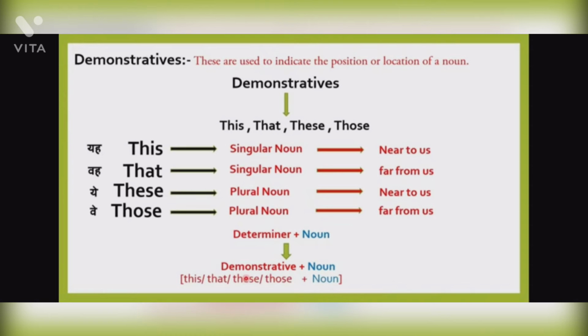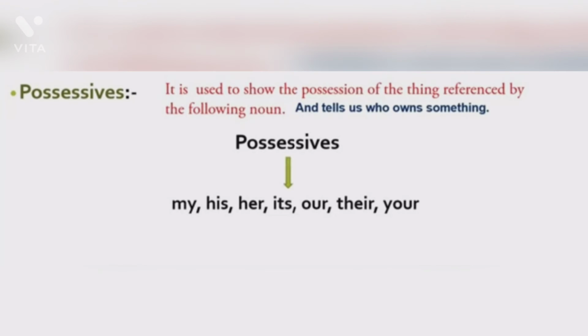Okay. And determiners of possessives. It is used to show the possession of a thing referenced by a following noun and tells us who owns something. Possessives: my, his, her, its, their, etc.